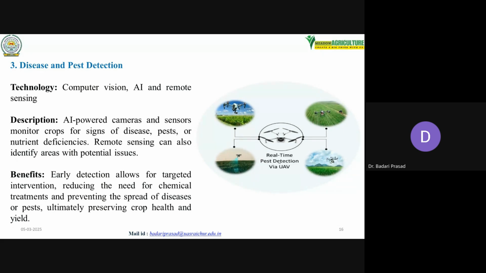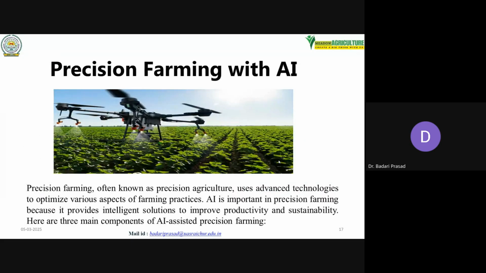Suppose a new pest invades our village and it is occurring in the border plots. The farmer can take early precaution and necessary action to prevent the entry of such pest and disease into his field.